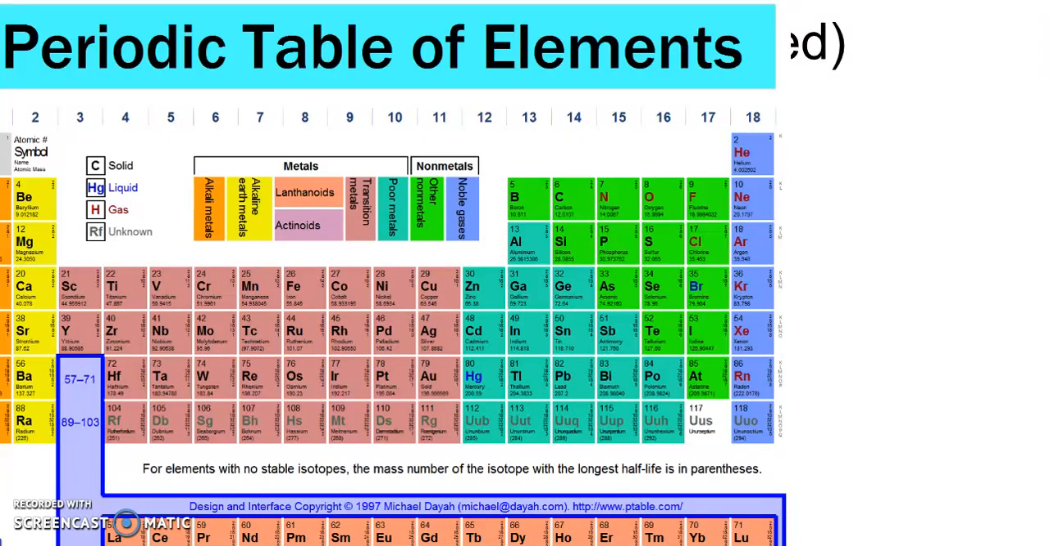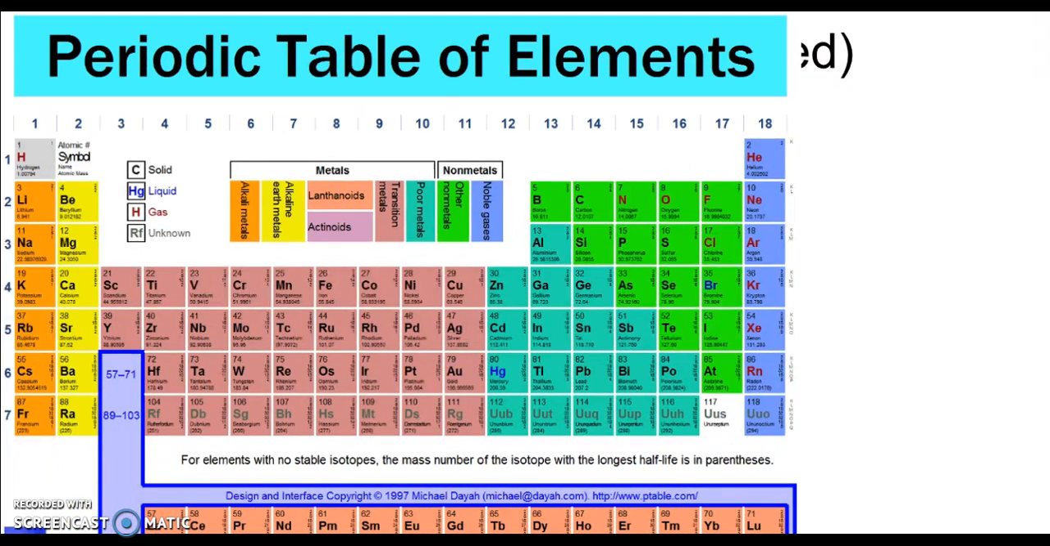We're going to be learning about how the periodic table is arranged, and it has to do with what you all did in your sorting activity. It has to do with those electrons. So let's just jump right in.